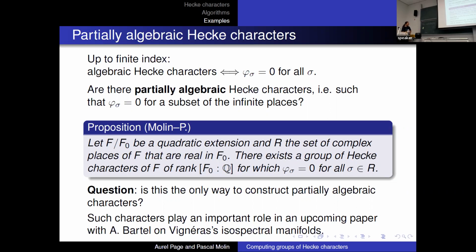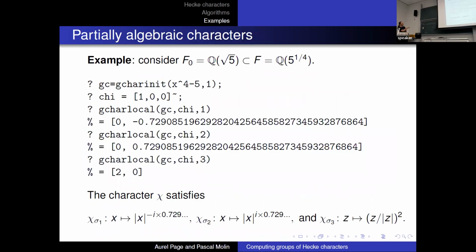Quick ad for an upcoming paper with Alex Bartel. This question didn't come out of nowhere. These types of characters actually appeared in the work that we did on Vignéras's isospectral manifolds. The point being that this condition is precisely the one that you need for the automorphic induction of the character to Jacquet-Langlands transfer to a certain quaternion algebra. Okay, but the details don't matter too much. Okay, that's just an example.